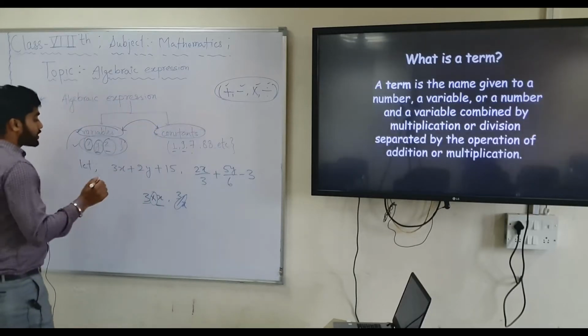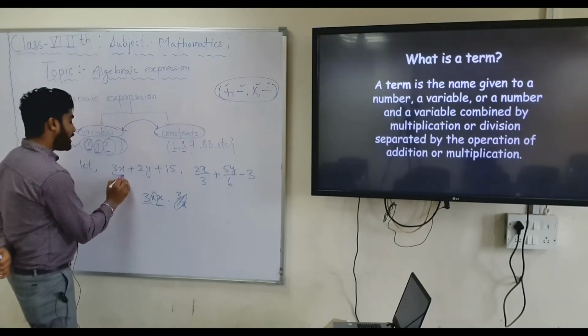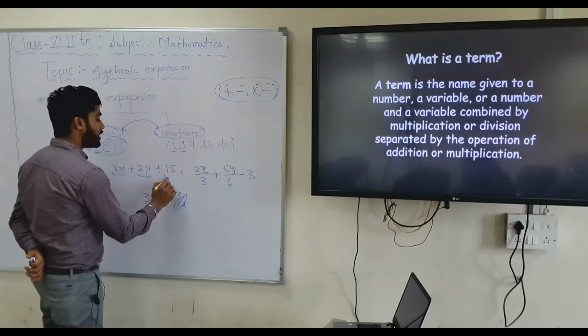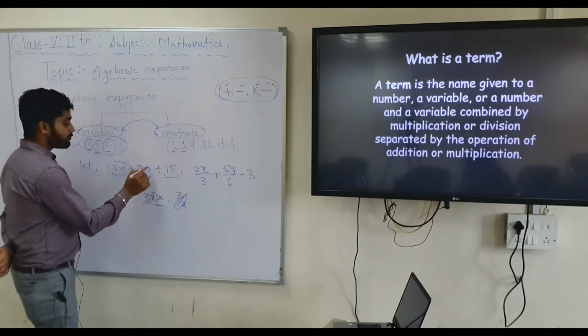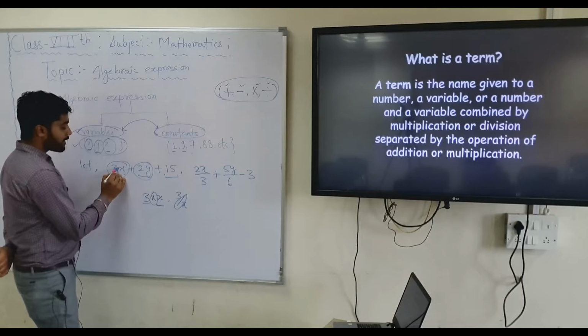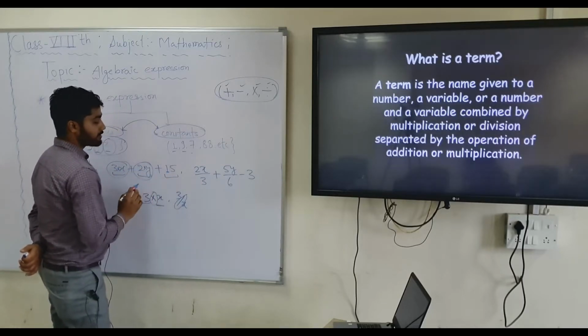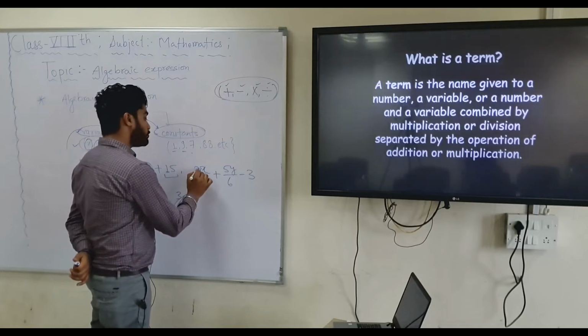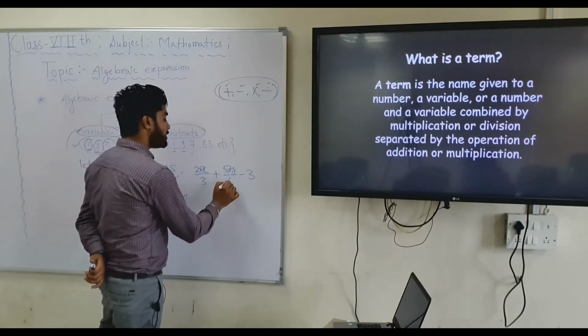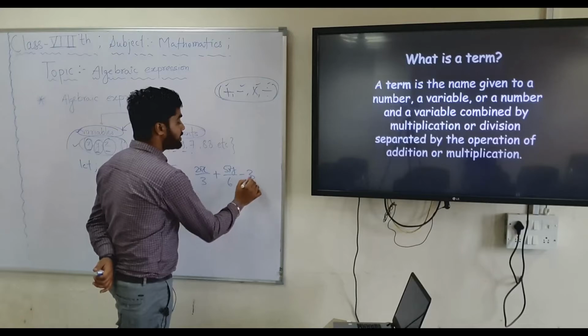So see here, there are 3x and 2y and 15. 3x means 3 multiplied by x, 2y means 2 multiplied by y, and 15 is a single term. Again here, 2 into x upon 3, 5 into y upon x, sorry 6, and 3 is single here.